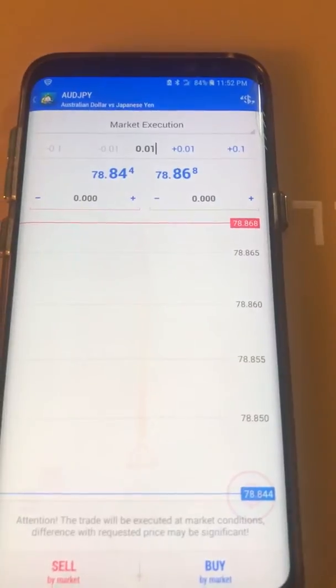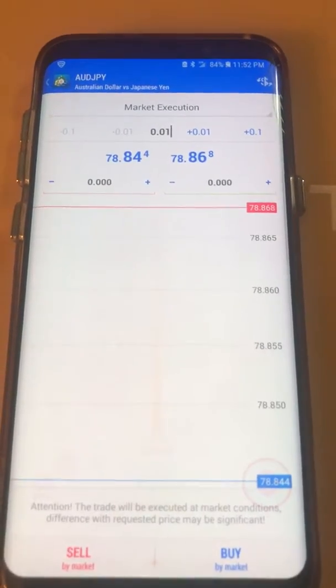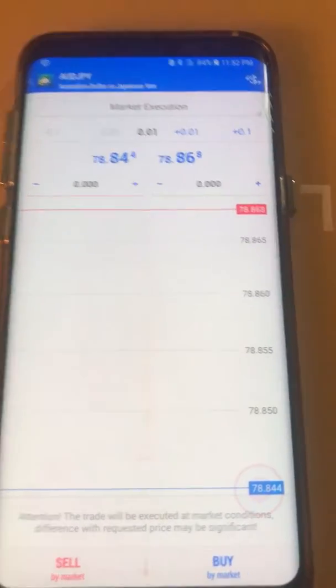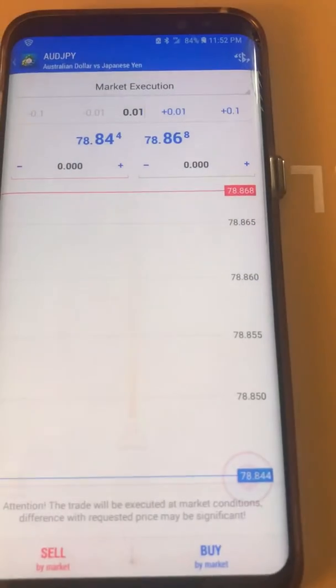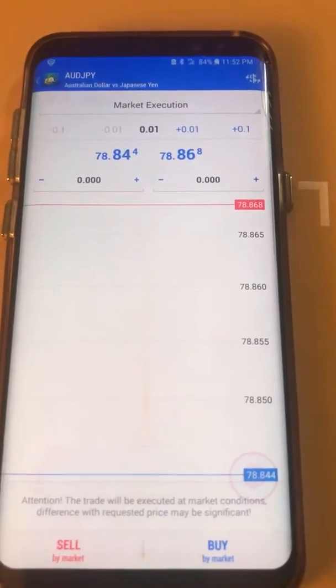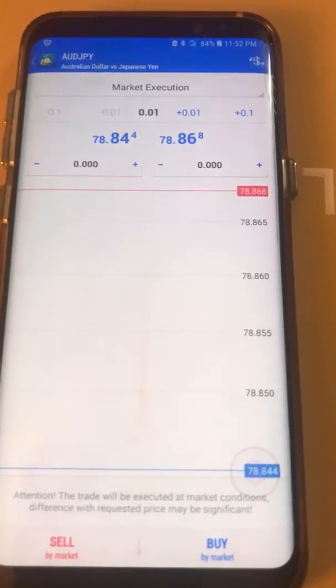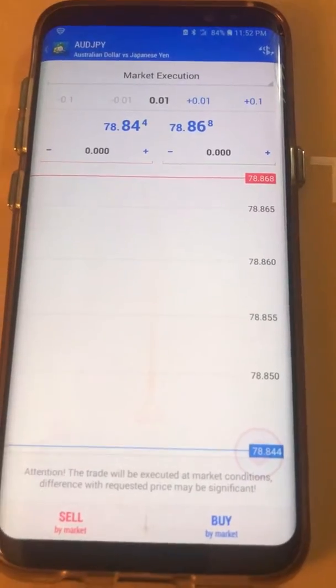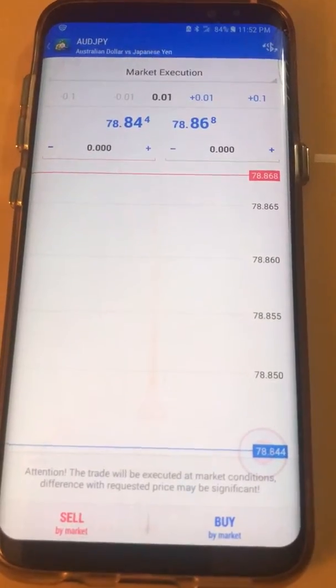I just want you to be aware that you will see red, you will see a negative number, and I don't want you to get afraid and jump out of the trade. Trust the process, trust the signals, let it run, let it do what we say it's going to do. Let it run its course.